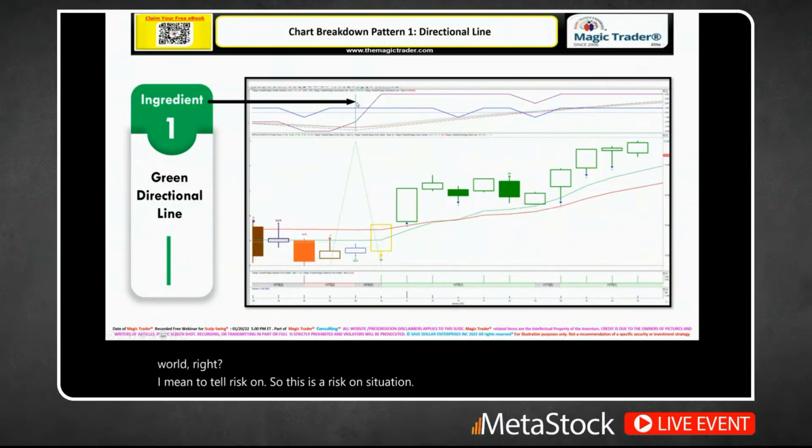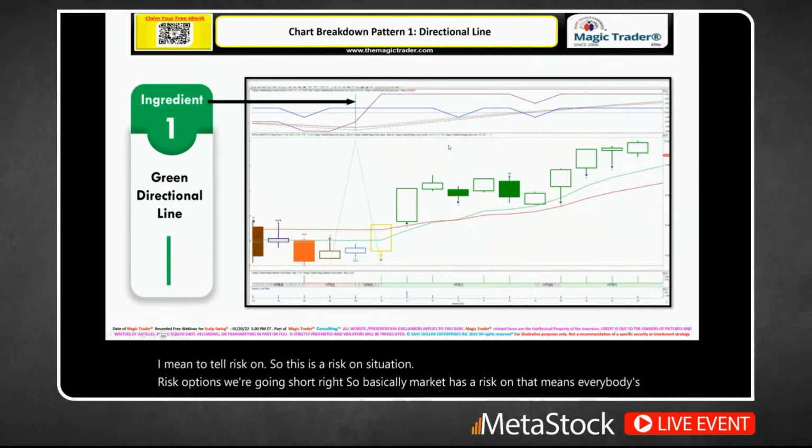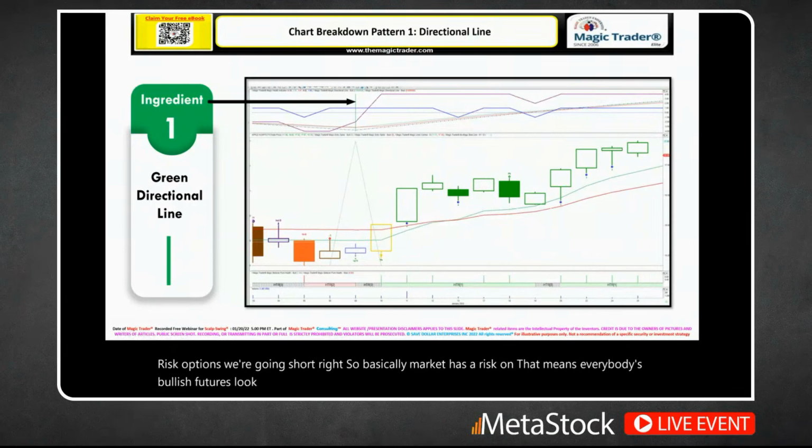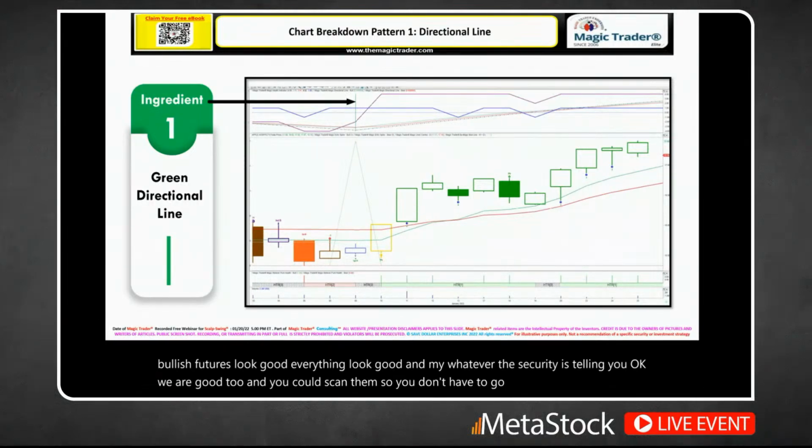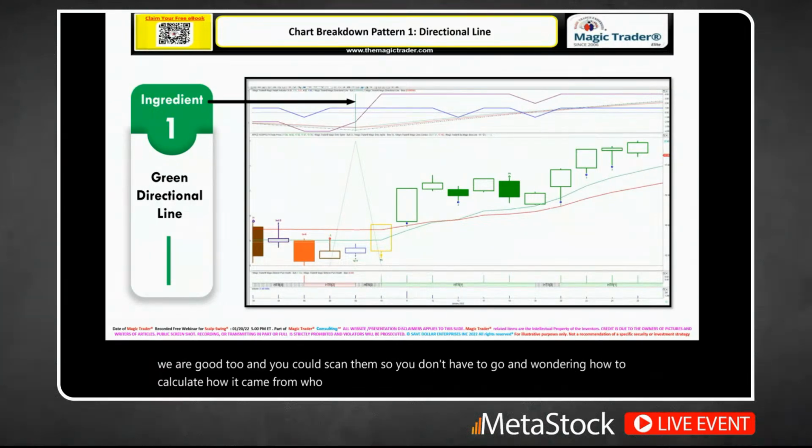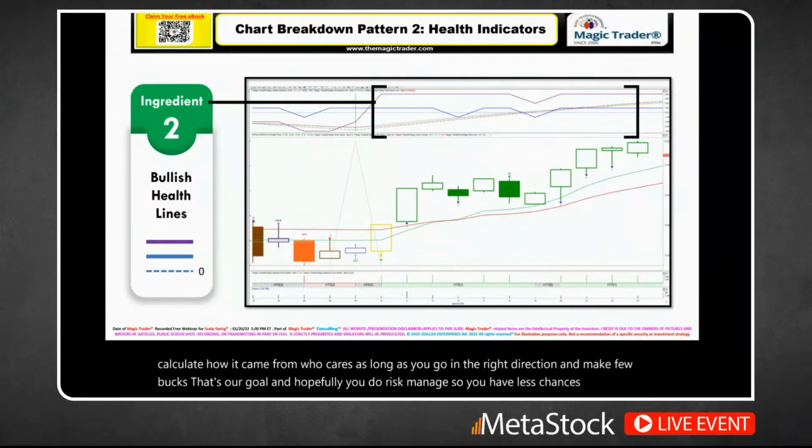Risk off means we're going short, right? So basically, the market has a risk on. That means everybody's bullish. Futures look good, everything looks good, and whatever the security is telling you, okay, we are good too. And you could scan them. So you don't need to go on wondering how to calculate how it came from. Who cares? As long as you go in the right direction and make a few bucks, that's our goal. And hopefully you do risk manage so you have less chances of losing everything.